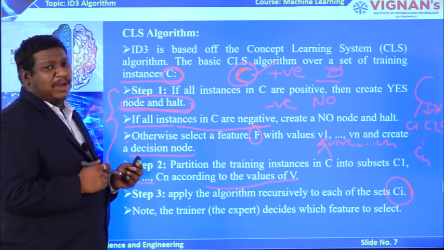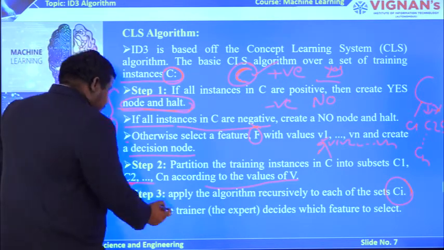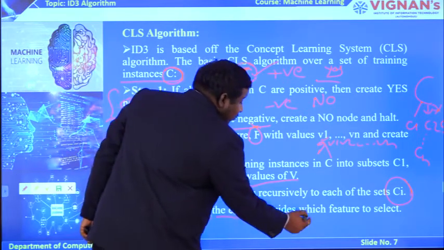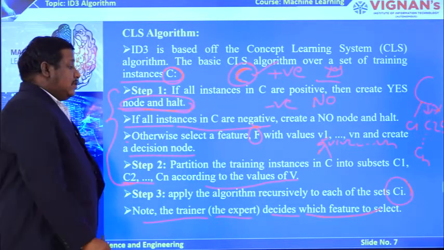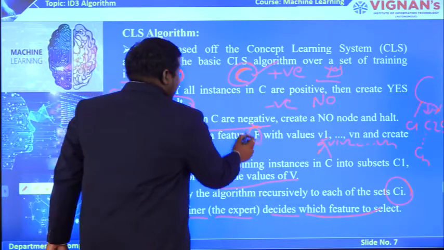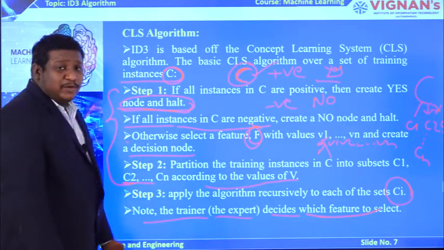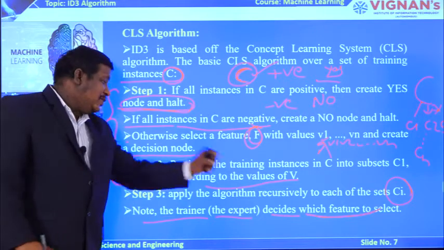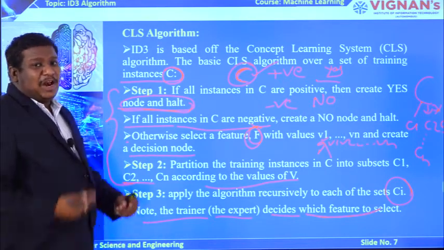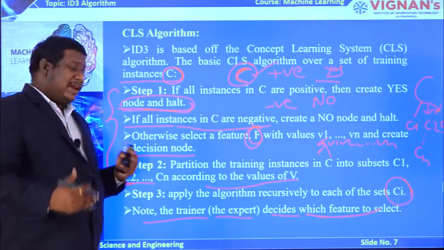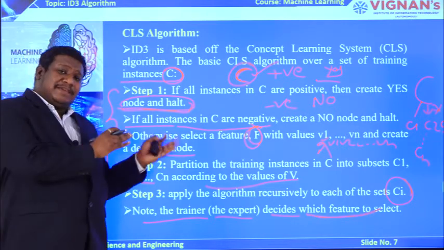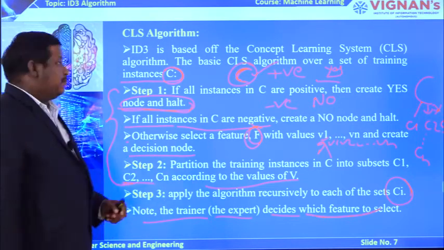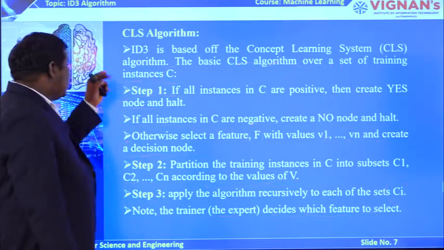Concept learning system algorithm works like this. Note, the trainer or the expert decides which feature to select. So here in step 1 we select a feature f. Whoever is the expert, whoever is the designer, selects the feature. It is not done by the machine itself. In the ID3 algorithm they made this automatic, so the machine itself will choose the best attribute or best feature f. We will see that in the next slide. So, this is about the CLS algorithm.